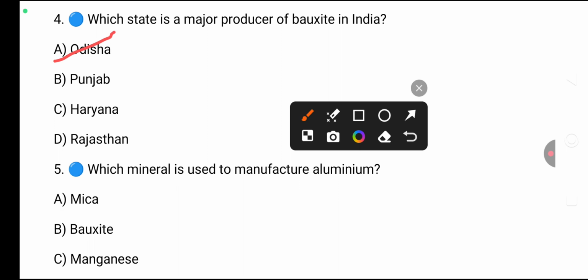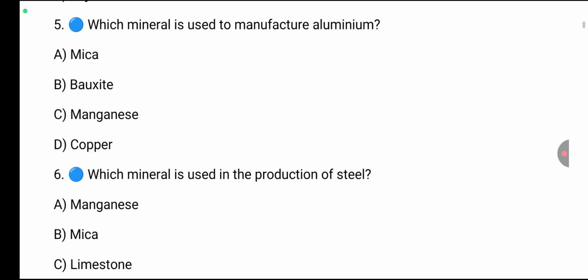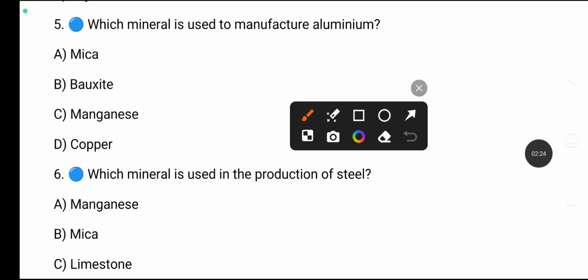Okay. Now moving on to question number 5. Which mineral is used to manufacture aluminium? Options are given: mica, bauxite, manganese, copper. Answer will be B, that is bauxite.